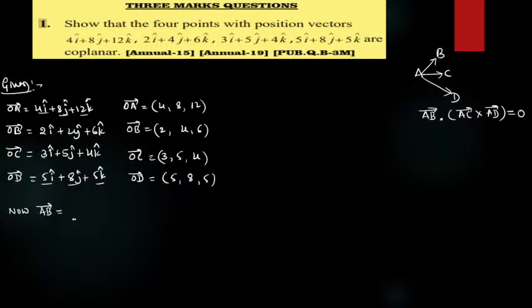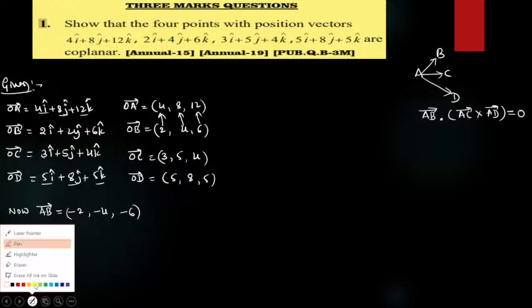AB is nothing but you subtract OB minus OA. That is 2 minus 4, that will be minus 2, comma, again 4 minus 8, that will be minus 4, and 6 minus 12, that will be minus 6.